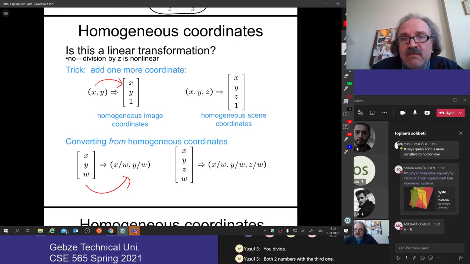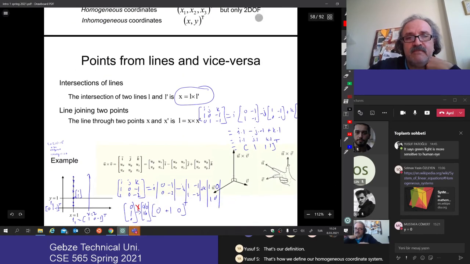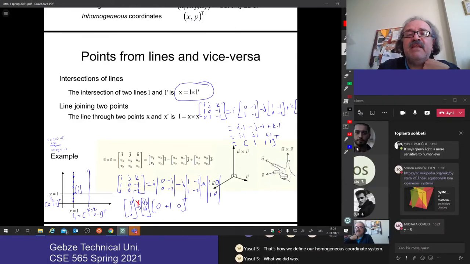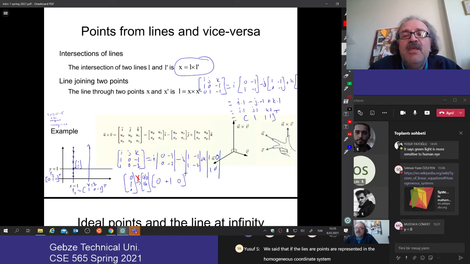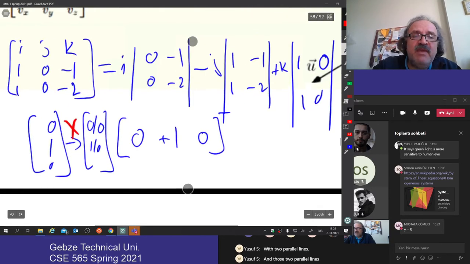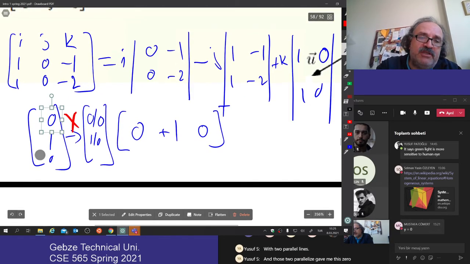That's our definition. That's how we define our homogeneous coordinate system. What we did was, we said that if the lines or points are represented in the homogeneous coordinate system, if you cross product two lines, that will give you the intersection point of those two lines. Then we tested this formula with two parallel lines. And those two parallel lines gave me this 0, 1, 0 point.